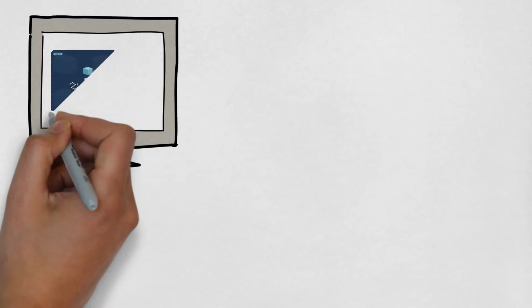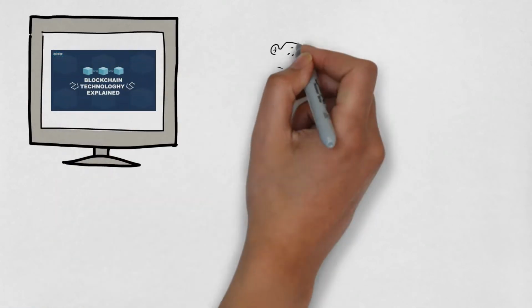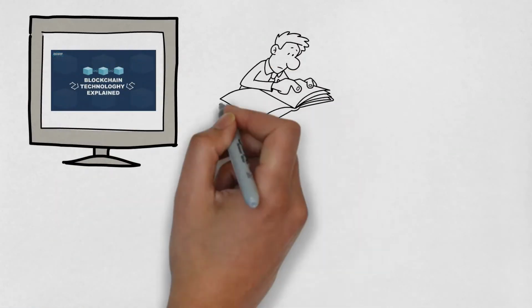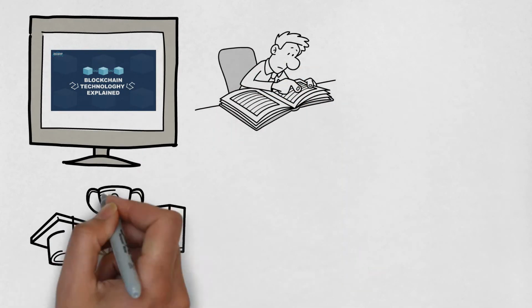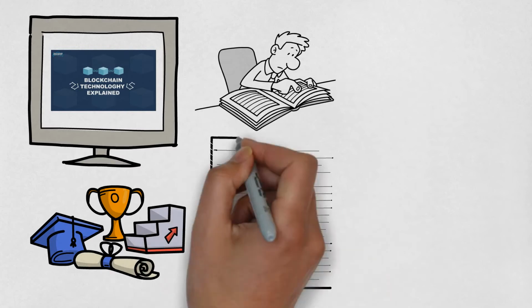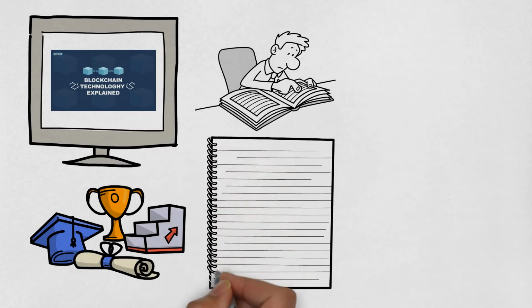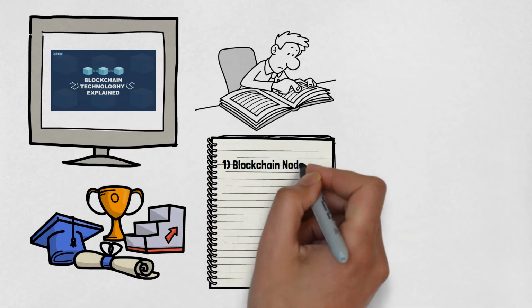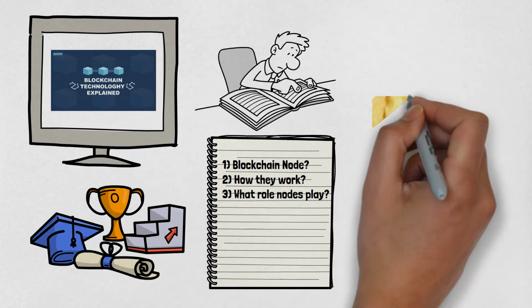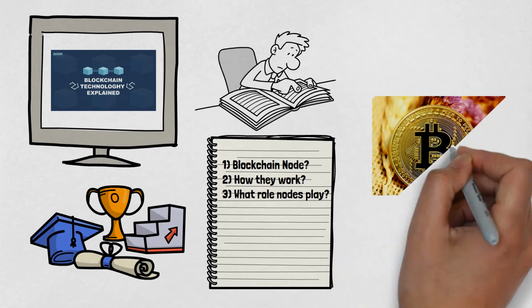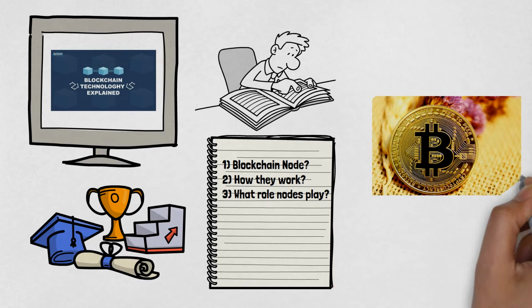In this series, I'll be sharing everything that I am learning about blockchain in very simple terms so that we can come to know what this new technology is all about. In this video, we will basically be learning what a blockchain node is, how they work, and what role they play in the blockchain network. For the purpose of explanation, I'll be using Bitcoin's blockchain network as an example.